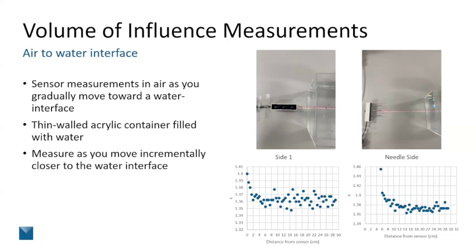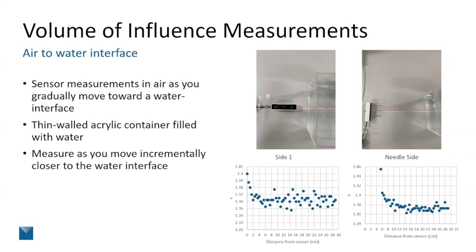And what you do is you move that thin-walled acrylic container closer to the sensor in all of its different orientations and see what the response looks like as you're moving it closer to the sensor. And here you can see some examples of those graphs on the bottom. The first graph on the left is one of the sides of the sensor. So it's standing up and we're approaching the side of the sensor. And you can see as we get closer, you can start to see what that response looks like.